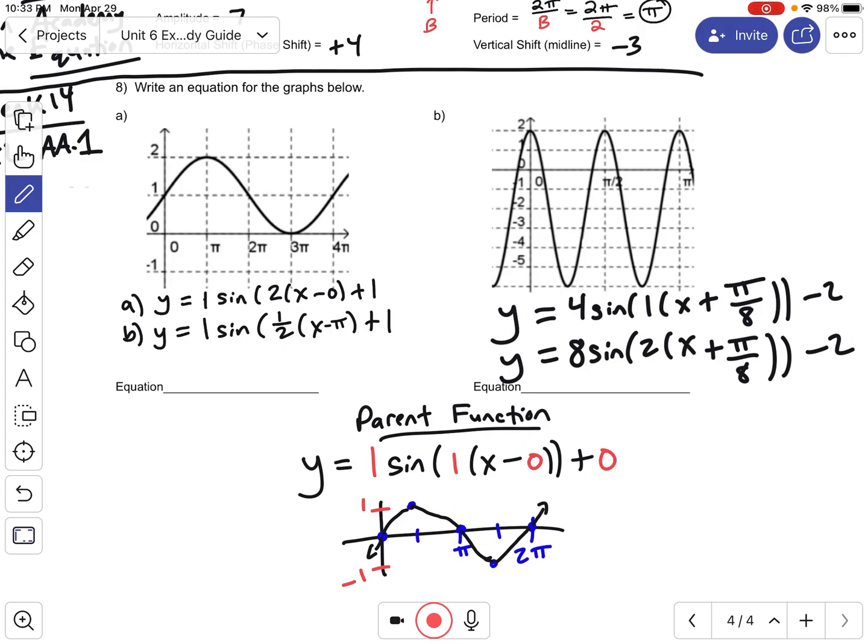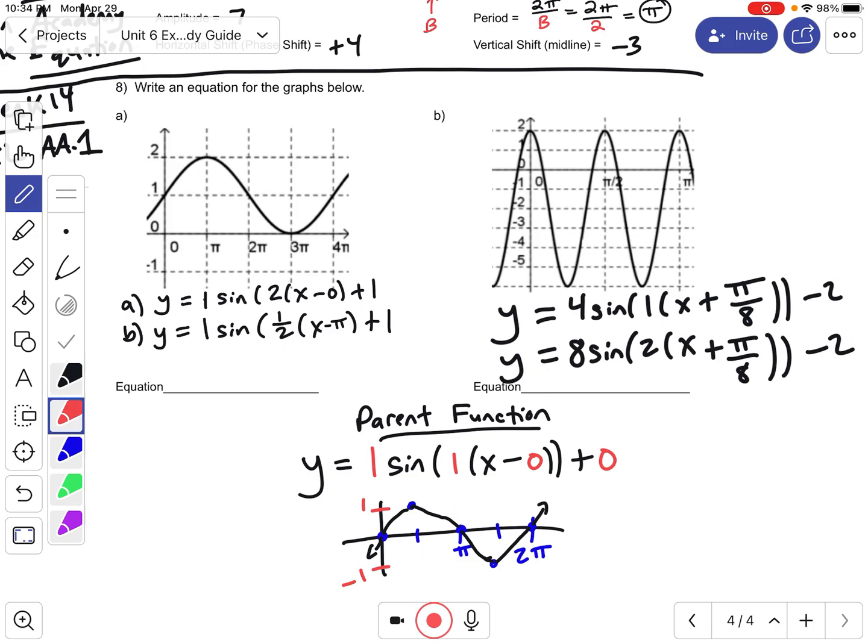This question is based on the parent function of the sine wave, where the midline is at 0 with an amplitude of 1. There's no horizontal or phase shift, so it starts at 0. And because the midline is at 0, the vertical shift is 0 as well. The period is from 0 to 2 pi, which makes B equal to 1. We're going to use these four parameters to determine the best equation for each of these two sine functions.